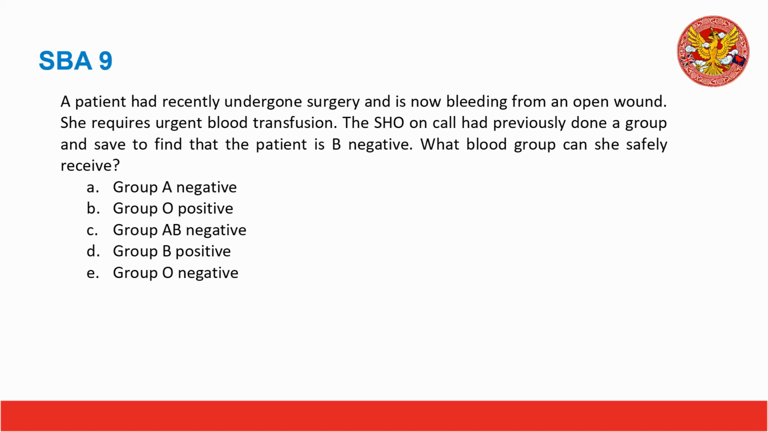So the answer in this particular case is E. You're looking at your group O negative blood. Group A negative blood wouldn't be safe. Group O positive blood wouldn't be safe. Well, group O is okay, but because it's positive, you can't give it to a rhesus D negative patient. Group AB negative, not necessarily. Group B positive, yes, you can give group B, but again, it's positive here, so it wouldn't be the safest choice. And finally, your group O negative.